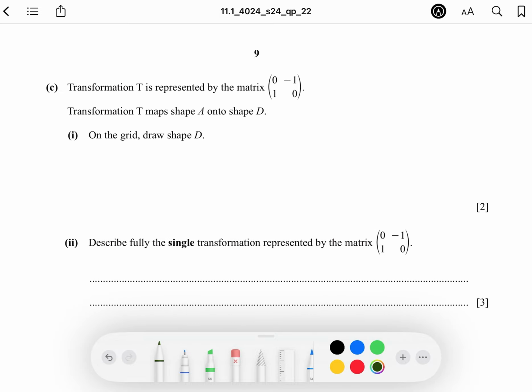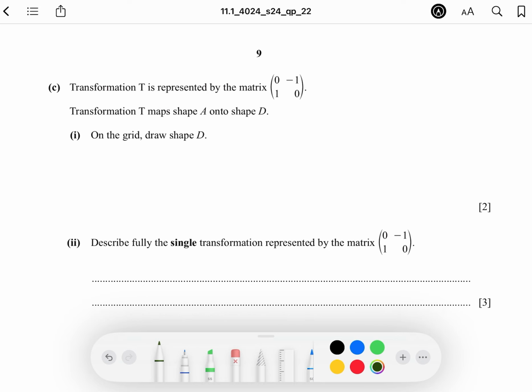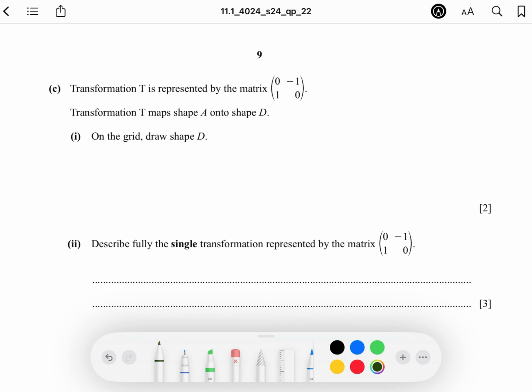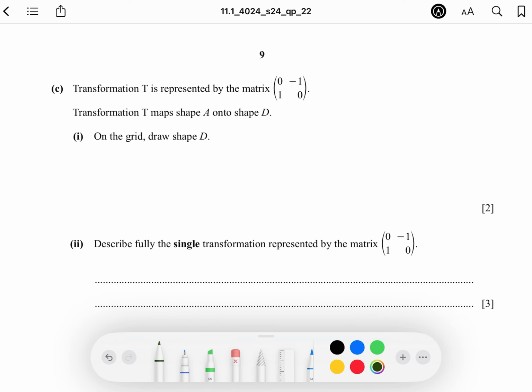Transformation T is represented by the matrix 0, 1, minus 1, 0. We can do the calculation here by multiplying the matrix with the coordinates of A. We can write down all of the coordinates of the vertices of A.